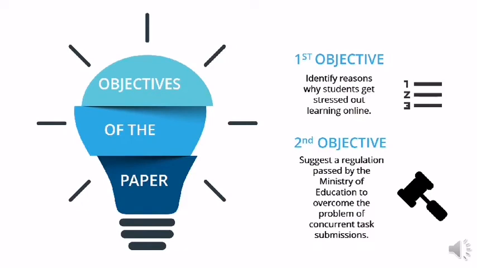This paper has basically two objectives. The first objective is to identify reasons why students get stressed out learning online, and the second objective is to suggest a regulation passed by the Ministry of Education to overcome the problem of concurrent task submission.